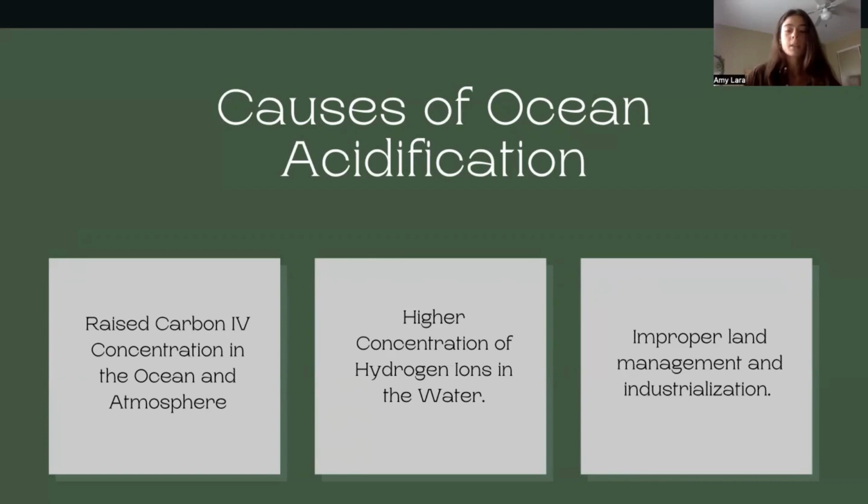Lastly, improper land management and industrialization. Improper agricultural methods by farmers can lead to an increase in soil erosion, leading to mass amounts of water being impacted by acidifying soil minerals and an increase in water pollution.